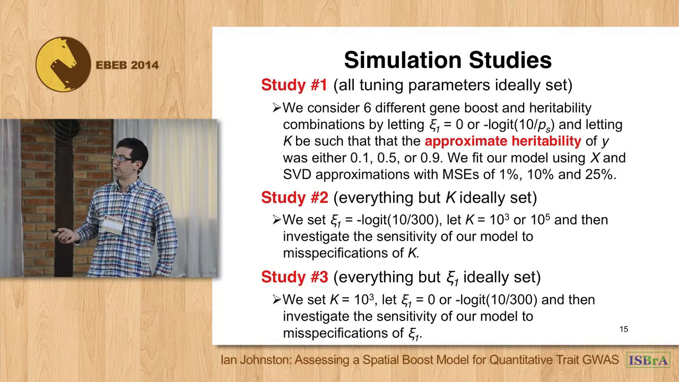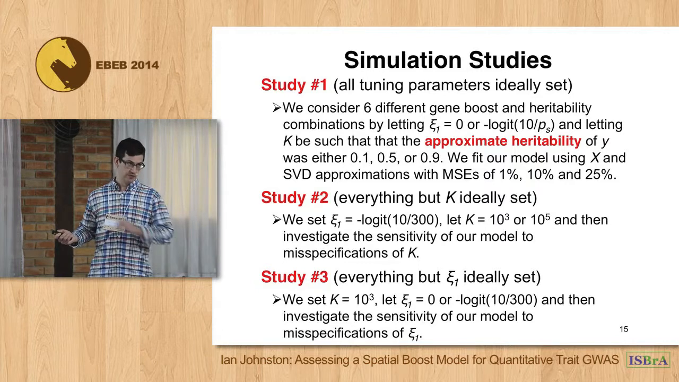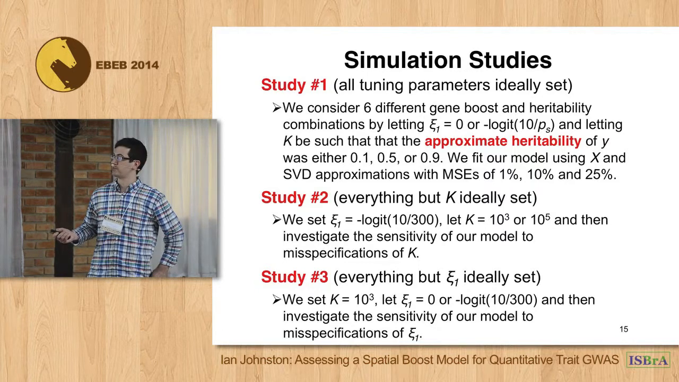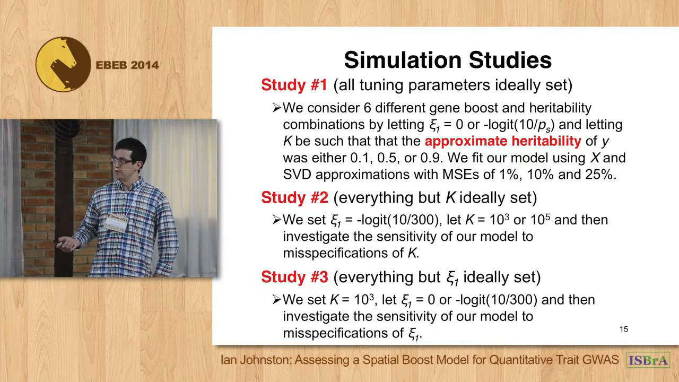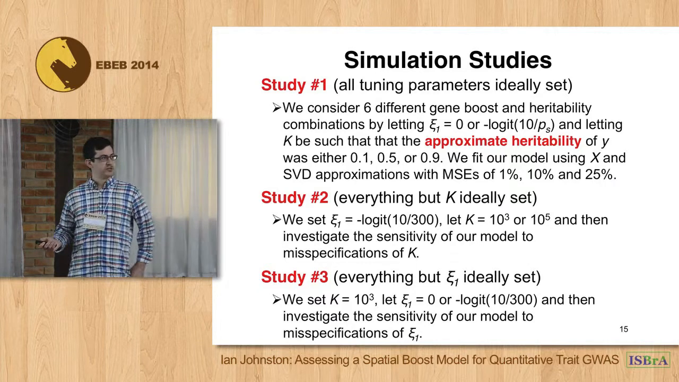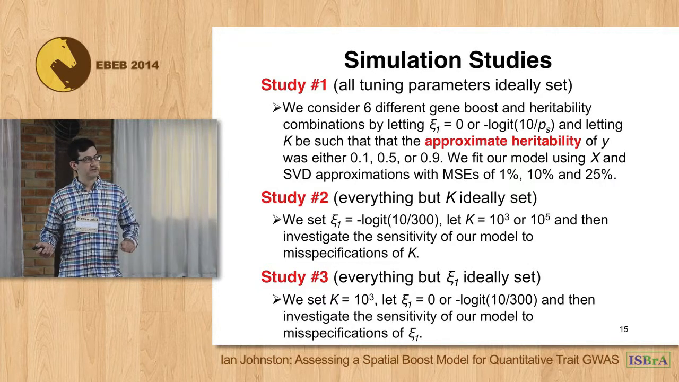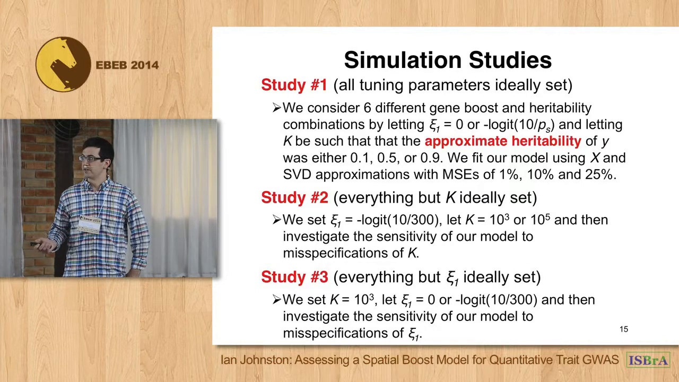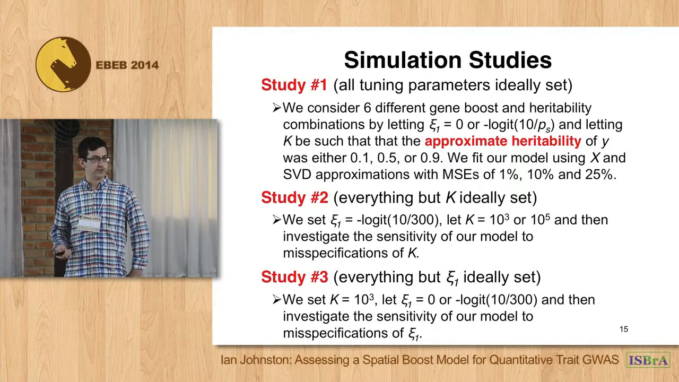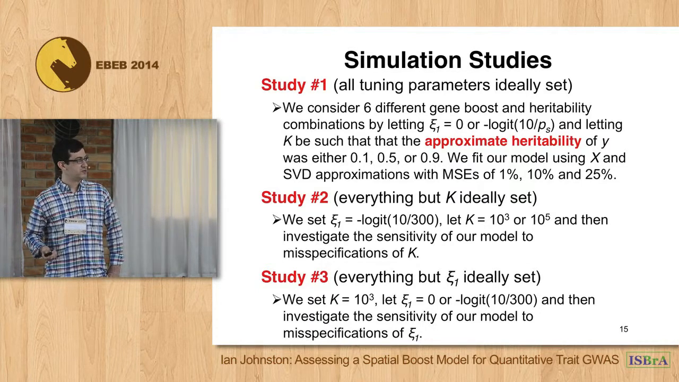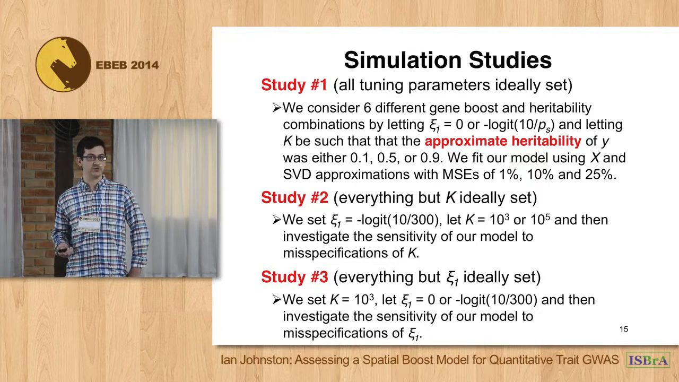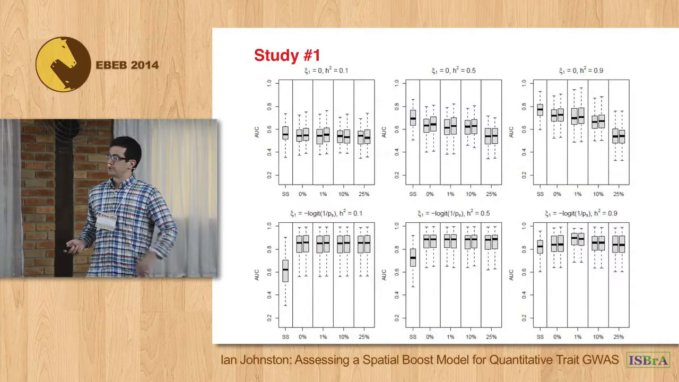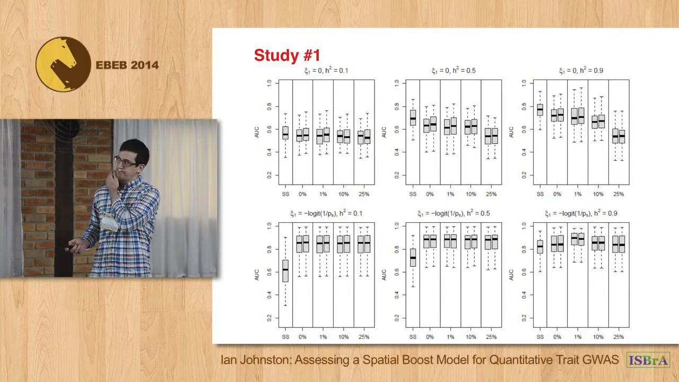Then we fit our model using the original X and also SVD approximations of X with a mean squared error tolerance of 1%, 10%, and 25%. For the second simulation study, we want to understand what happens as we vary kappa with all the other tuning parameters ideally set. For the third simulation study, we want to understand what happens as we vary C1, this scale for the gene boost term. So let's take a look at some of the results real quick.